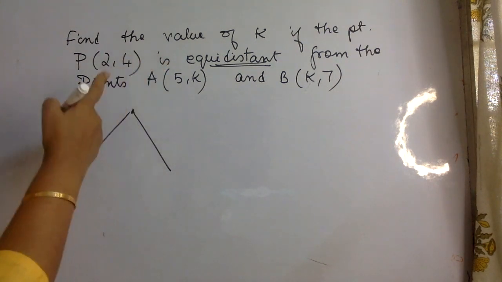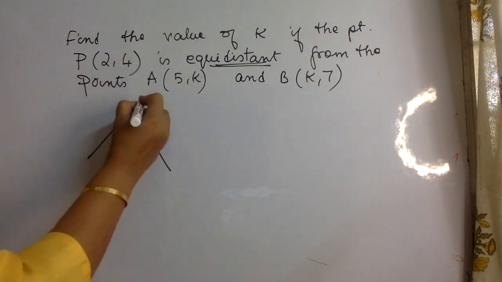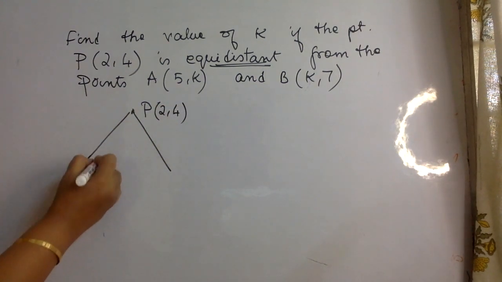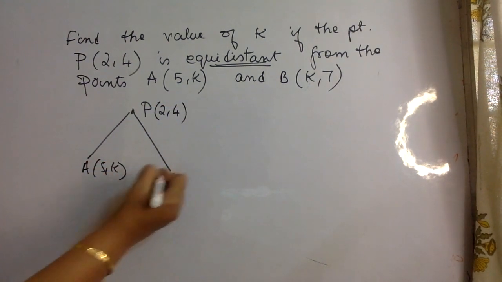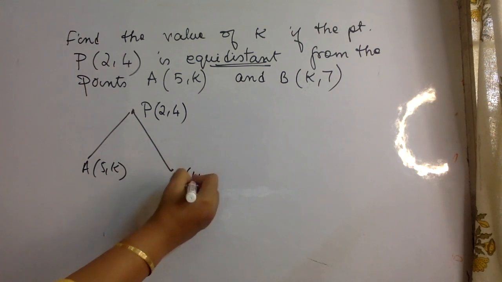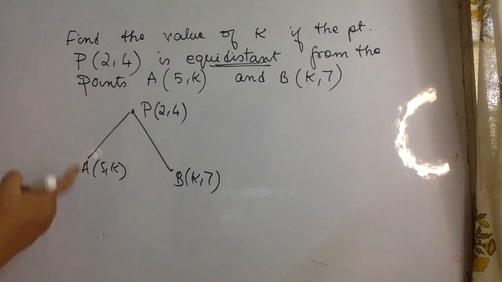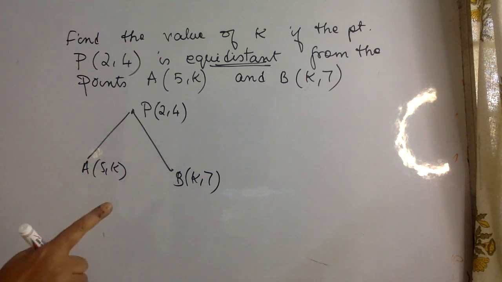So the point P is 2, 4, and this is A, this is 5 comma k, this is B, this is k comma 7. This is the correct diagram for equidistant. That is, you are not putting them in a straight line.